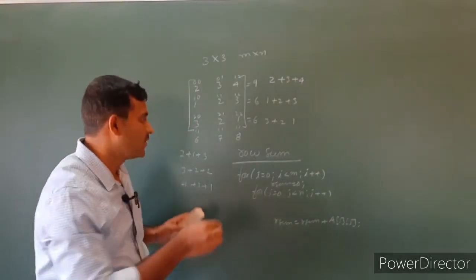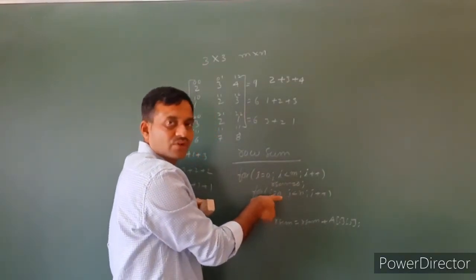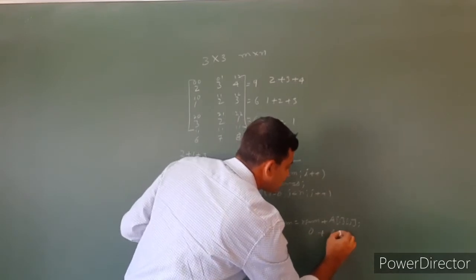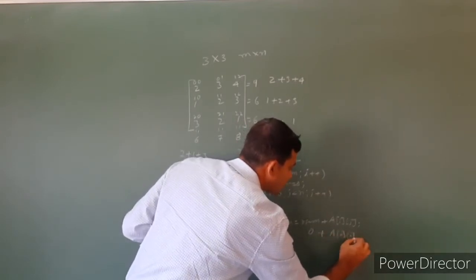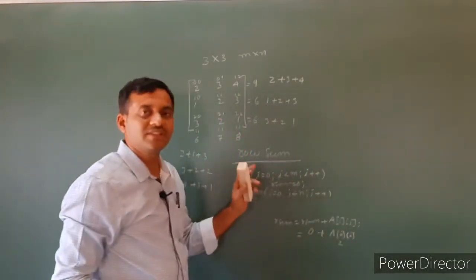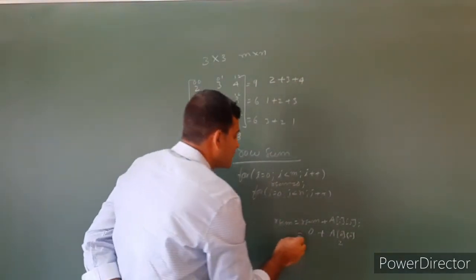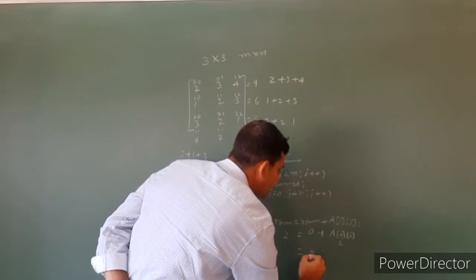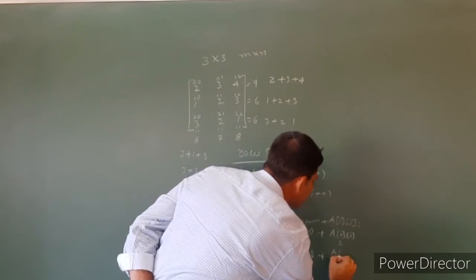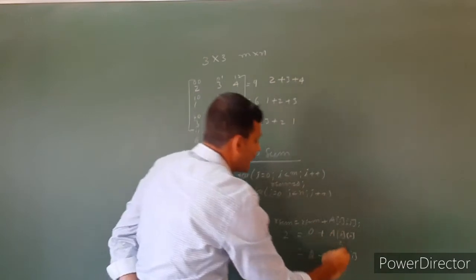How does it work? What is the index value? i equals 0, then j is also 0. The initial value of rsum is also 0. So 0 plus we have to access a of 0,0. What is the value of a of 0,0? That is 2. Then which one is incremented? The inner for loop is incremented. After the inner for loop is incremented, what is the value? Here it is 2. Next one is a of 0,1. Only the j value is incremented. It becomes a of 0,1. In a of 0,1, the value is 3.